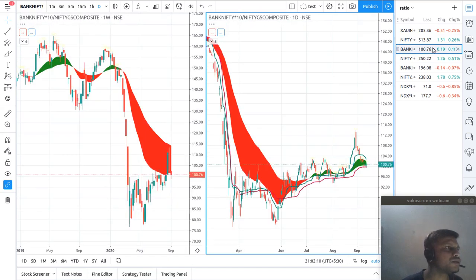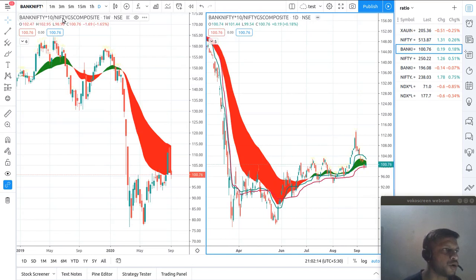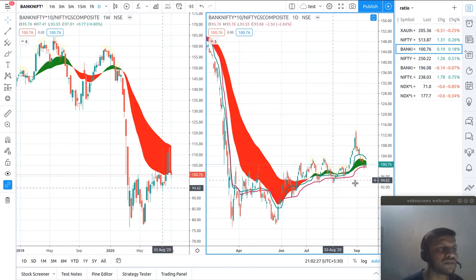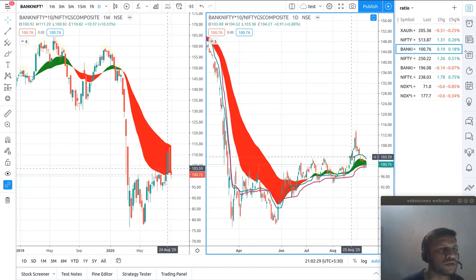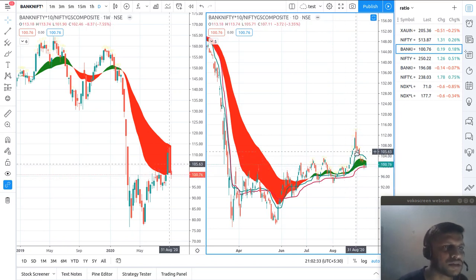In the next one, I have Bank Nifty with respect to bonds. In the weekly time frame, you still have a sell signal on Bank Nifty, and in the daily time frame, Bank Nifty is in a buy mode. So I might, but this is still not a clear signal. So I might keep 25% of position in Nifty and the rest 75% in bonds.